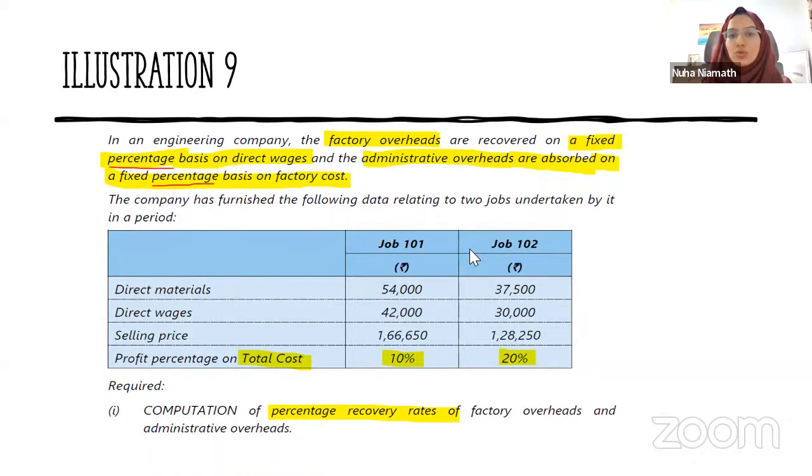So we have two jobs, job 101 and job 102. The direct materials 5437, direct wages 4230, selling price 1,66,650 and 1,28,250. Profit percentage on total cost. Please note it's on the total cost: 10% and 20%. What is required? Computation of the percentage recovery rates of factory overheads and admin overheads.